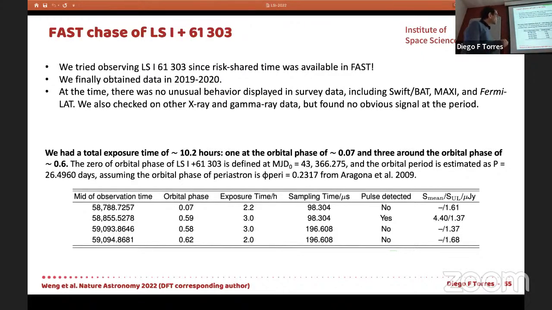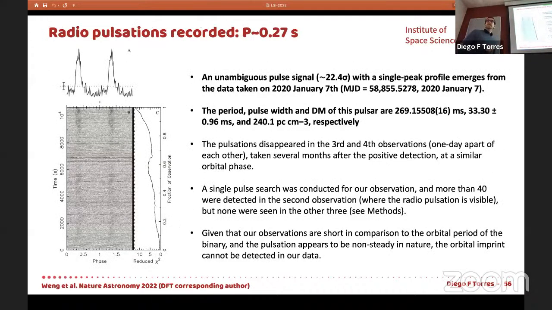We have a total exposure of 10.2 hours, with one observation at periastron, just to see what happens if everything that I said was wrong, and three at apastron. These are one day from one another, and these are several months from one another. In one of these observations, we detected the radio pulsations. So this is the pulse. There was an unambiguous pulse signal of 22.4 sigma, but just in one of the four observations.